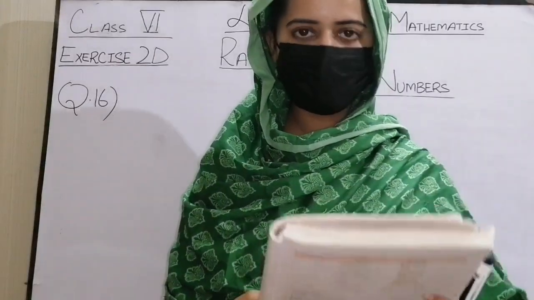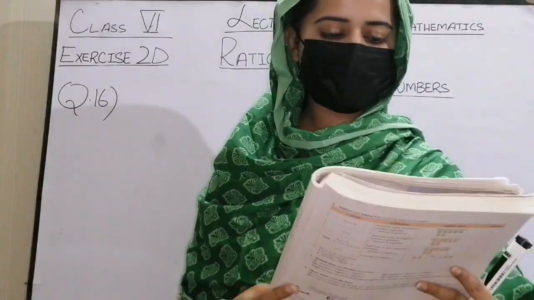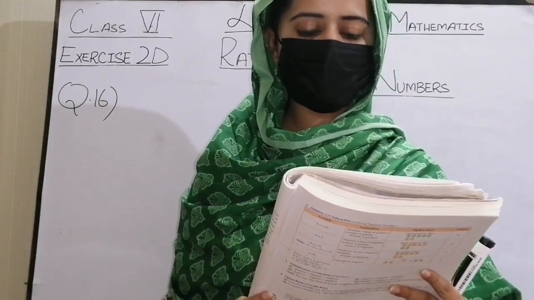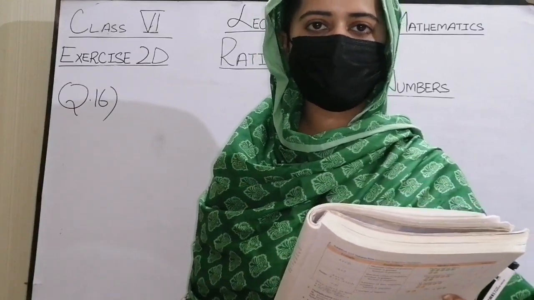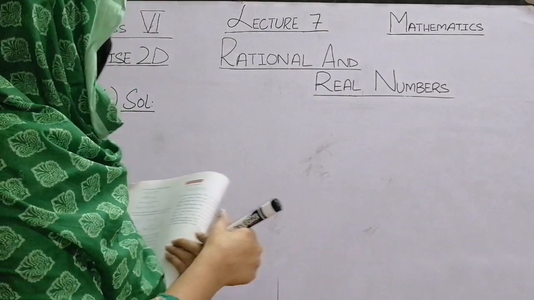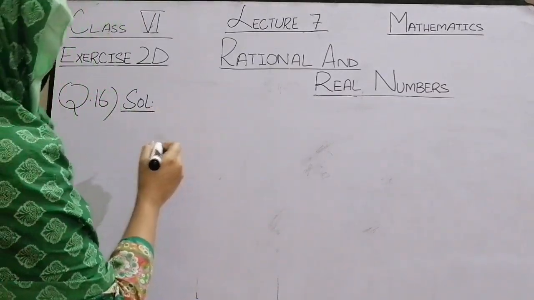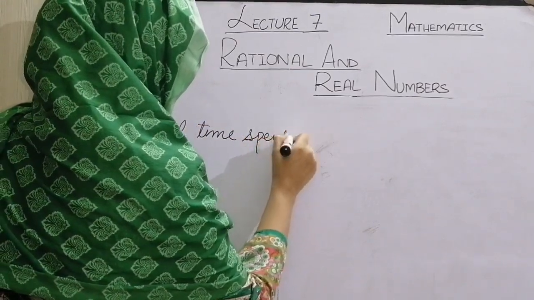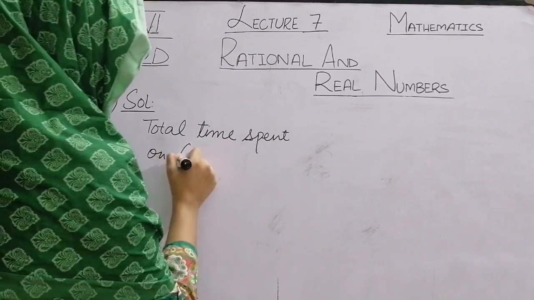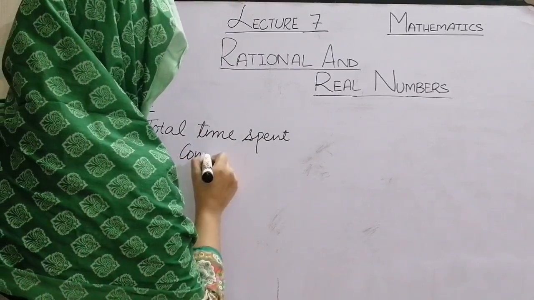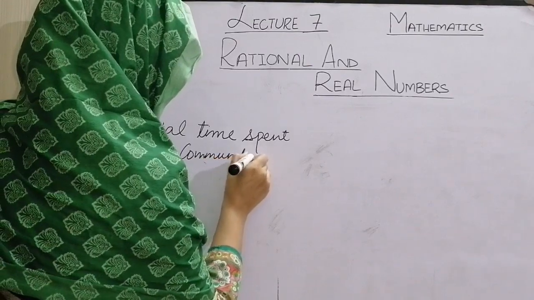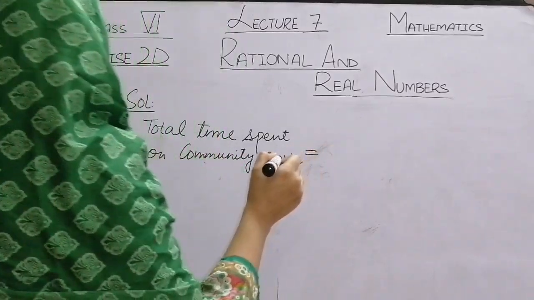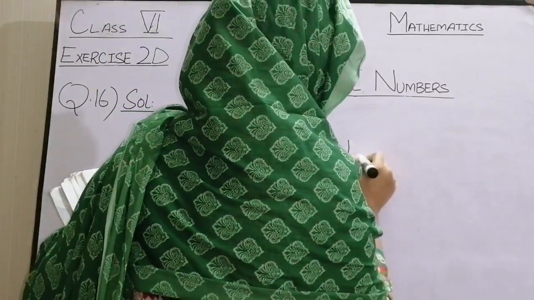Question number 16. Question number 16 is the last question of this exercise. It says Nora spent a total of 8 whole 1 by 16 hours on community service last year. To understand the questions with statements, you have to write down each and everything they say. Time spent on community service is equal to 8 whole 1 by 16 hours.